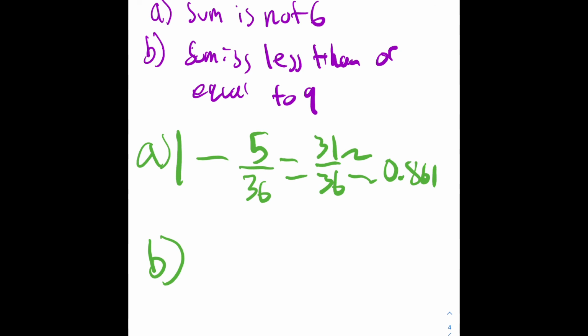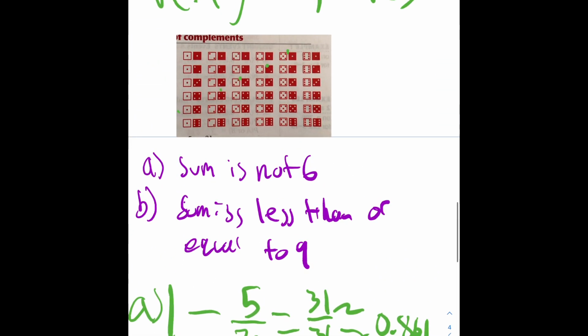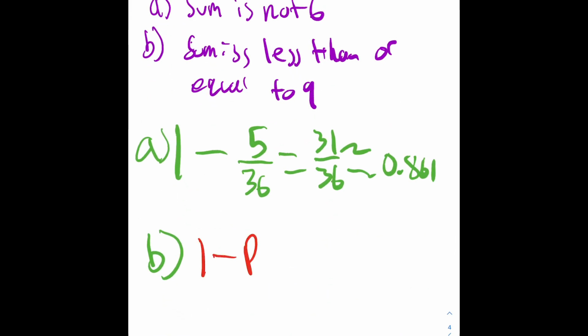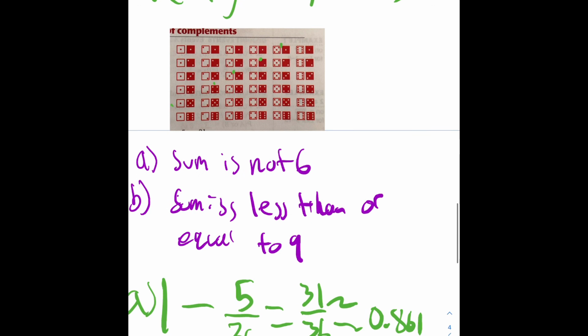Now, if we look at the second part, the sum is less than or equal to 9. Again, this time I'm looking for numbers that are greater than 9. So what's the probability of a sum being greater than 9? So we would say, all right, let's see here.